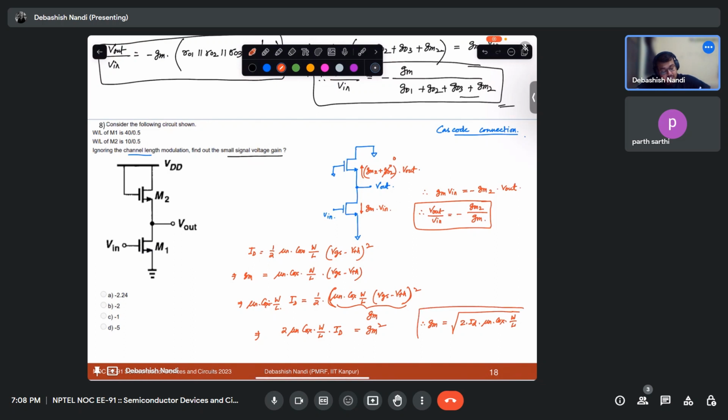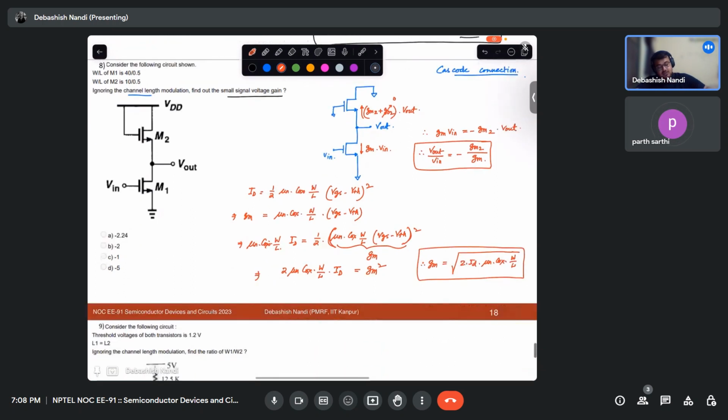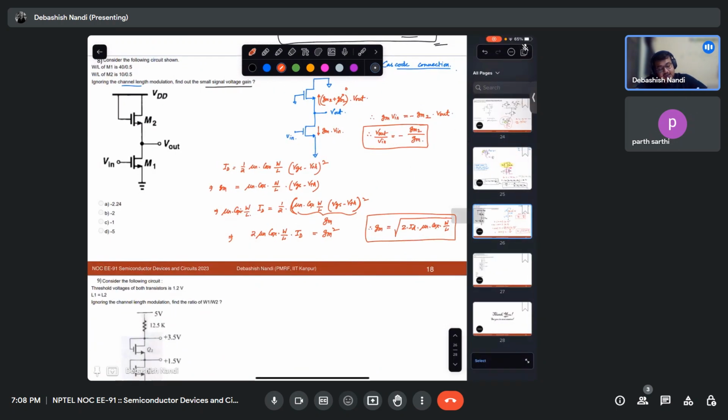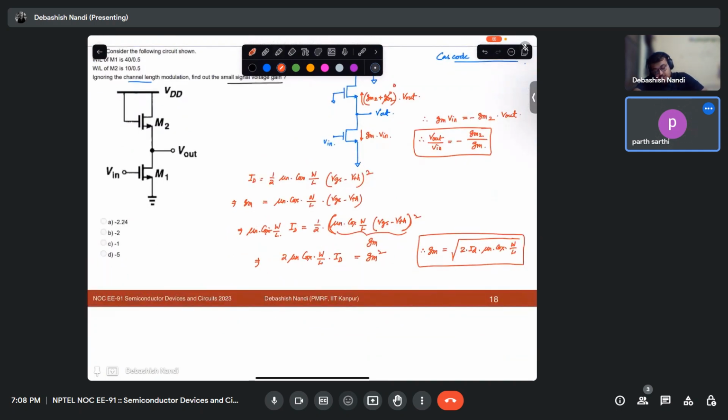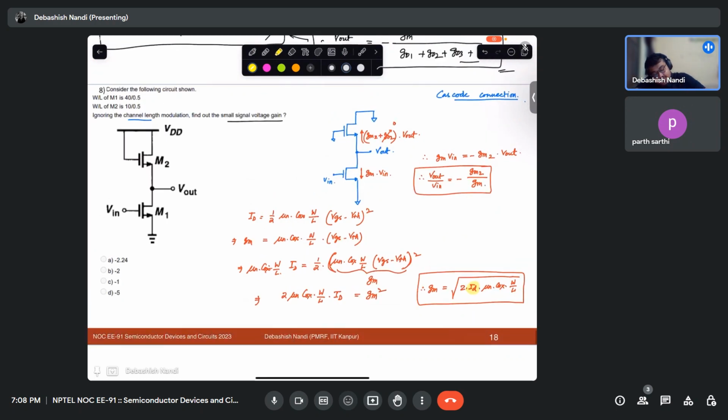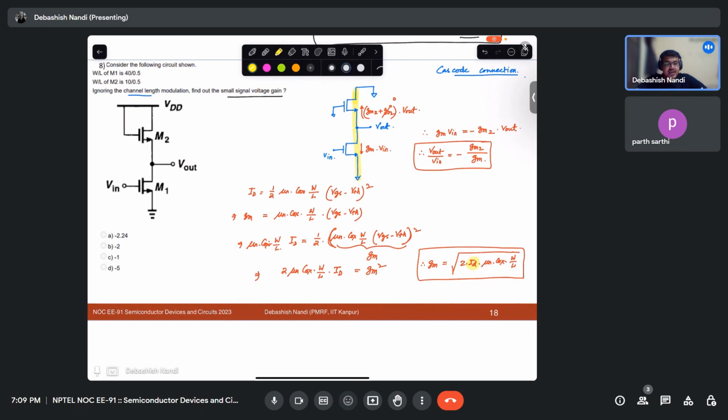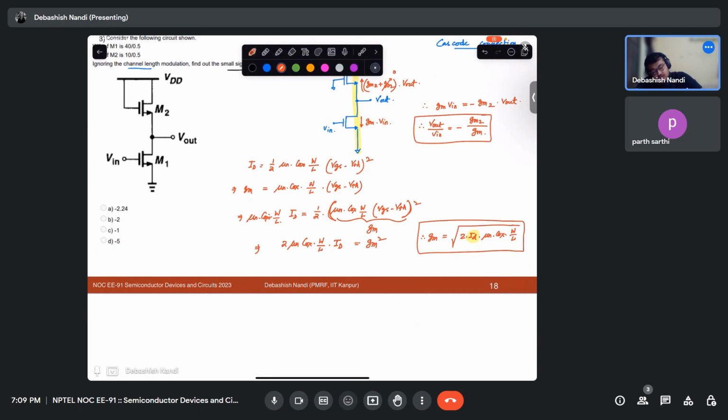Why did I do it in this form? What do you think? Why did I derive it in this form? Because my ID is constant. Because this is a series connection, so ID flowing through both the transistors will be constant. So I want my ID to be constant when I replace my other quantities. So you see, if you use this formula, V out over V in, you will find out your GM2 over GM.